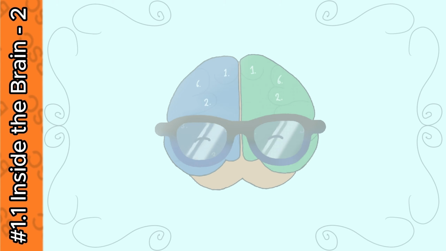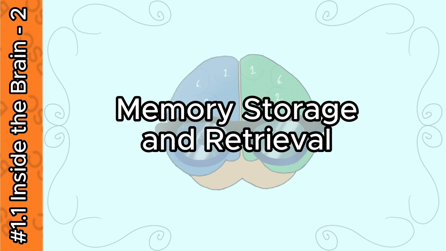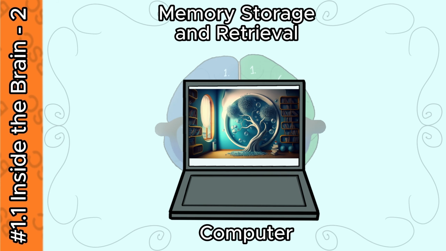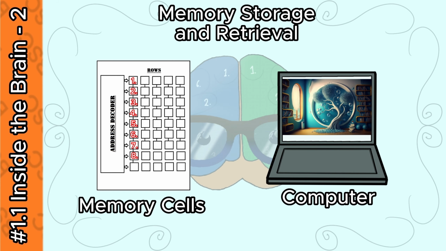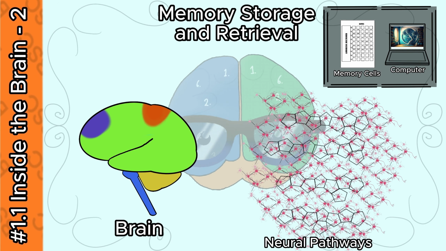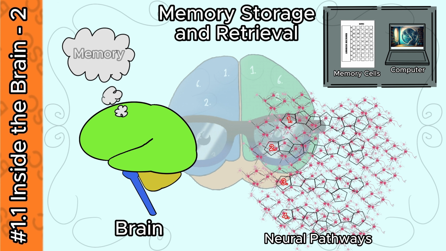Now let's explore the intricate dance of memory storage and retrieval. In computers, data is stored in memory cells with unique addresses. In the human brain, memories are stored within complex neural pathways, each representing a unique address. When we want to recall a memory, our brain activates the corresponding neural pathways, retrieving the encoded information and bringing it into our conscious awareness.